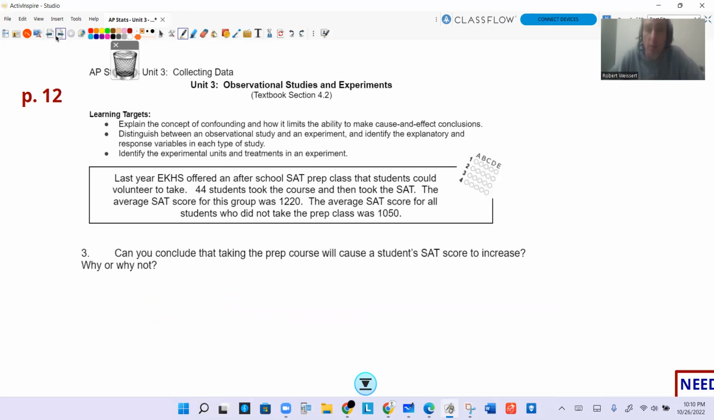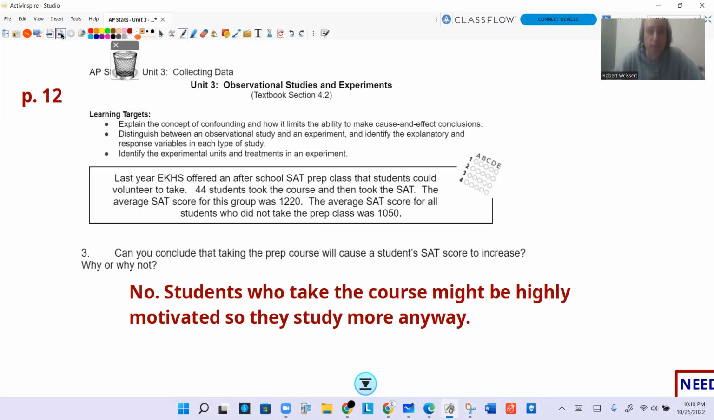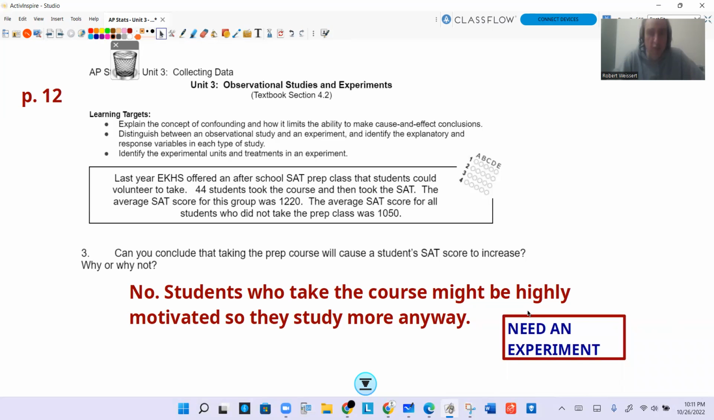Can you conclude that taking the prep course will cause a student's SAT score to increase? Why or why not? In this case, you cannot. They might be highly motivated to learn anyway. Those who voluntarily signed up to take the SAT course probably were going to do okay on the SAT anyway. They have the means and resources. So what we need to do is an experiment to show some sort of cause and effect. We cannot show that unless we have something where we can compare two groups without them choosing what they did, and that's something called random assignment.